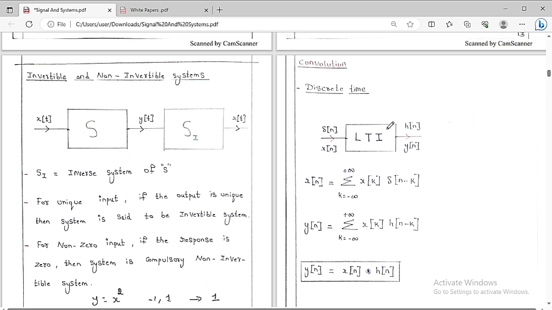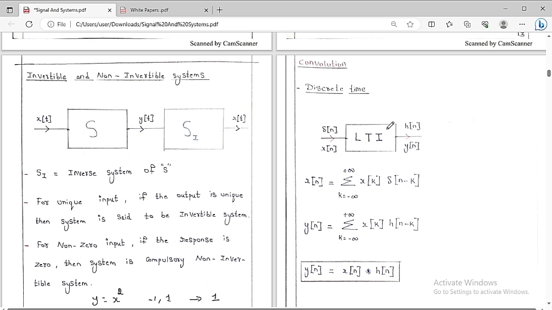An LTI system is a system that satisfies two properties: linearity as well as time invariance. Linearity means, as I already told you, that if the input is the summation of two previous inputs, the output is the summation of the two previous outputs. Similarly, time invariant means if the input is delayed by some amount of time, the output is also delayed by the same amount of time, then we can say that the system is time invariant.